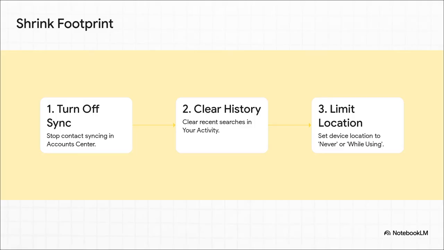Okay, so how do we shrink it? It's easier than you think. First, go turn off contact syncing. Stop handing over your entire address book. Second, make it a habit to clear your search history. And third, and this is a big one, go into your actual phone settings and change Instagram's location access to never, or at least while using app. 3 simple tweaks, one much smaller data footprint.